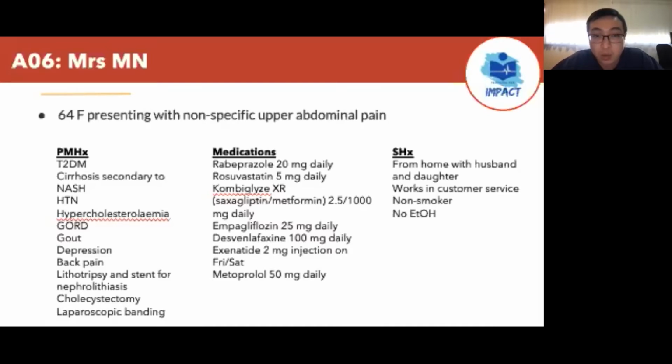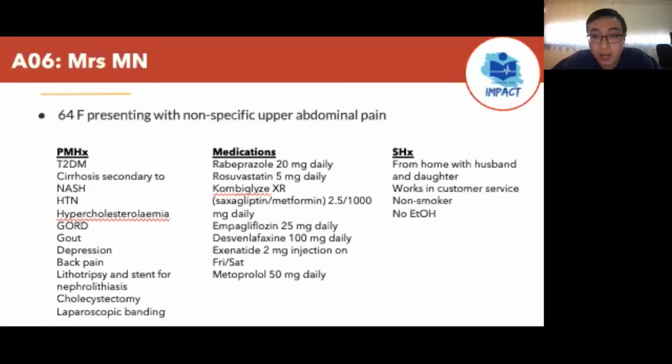So the patient has quite an extensive past medical history. She's a type 2 diabetic, has cirrhosis secondary to non-alcoholic steatohepatitis, has hypertension, hypercholesterolemia, GORD, gout, depression, back pain. She's previously had shockwave lithotripsy and a stent inserted for kidney stones. She's had a previous cholecystectomy and had laparoscopic banding procedure done in the past as well.